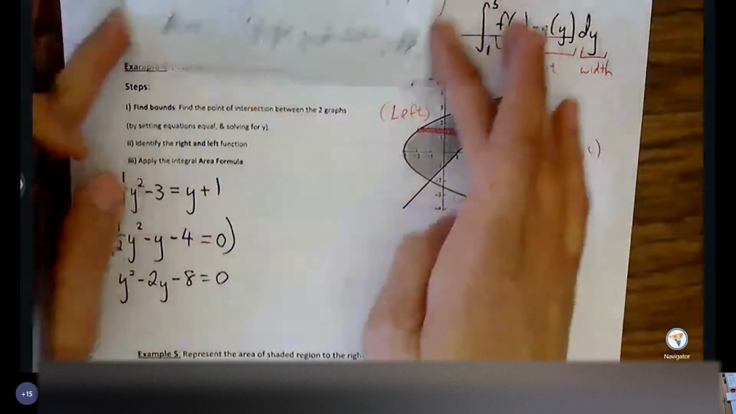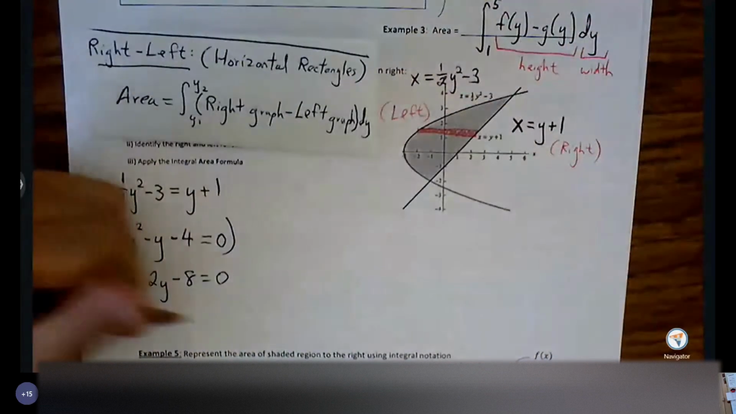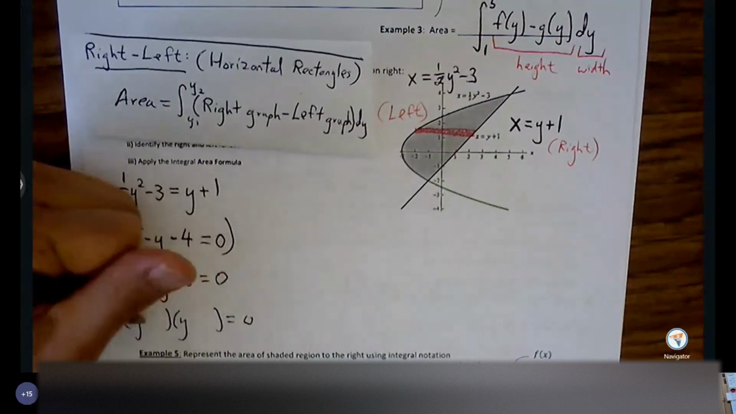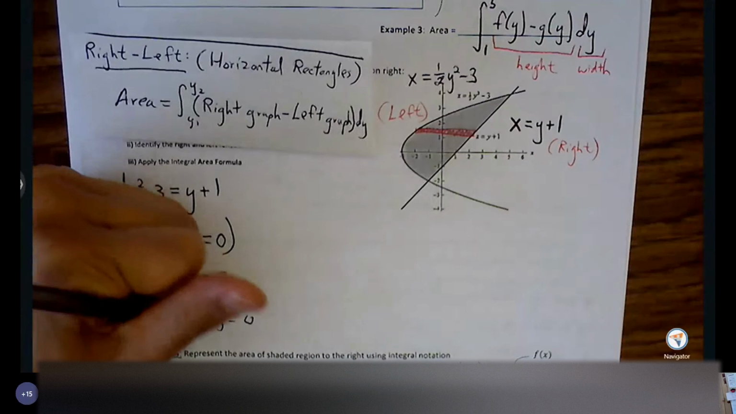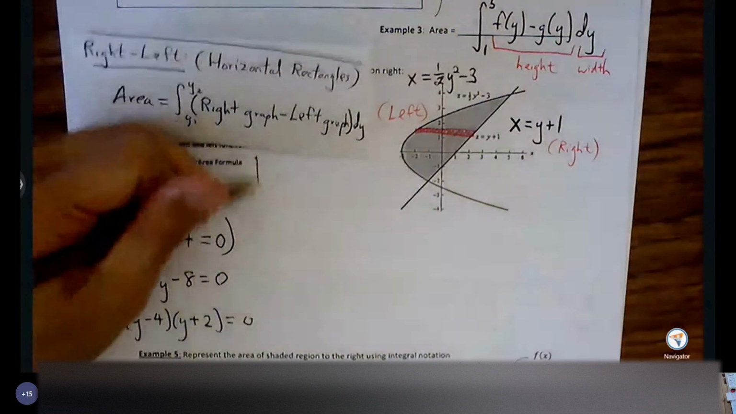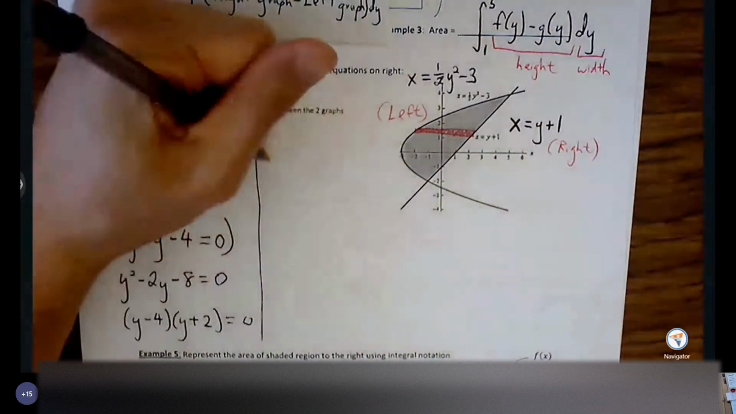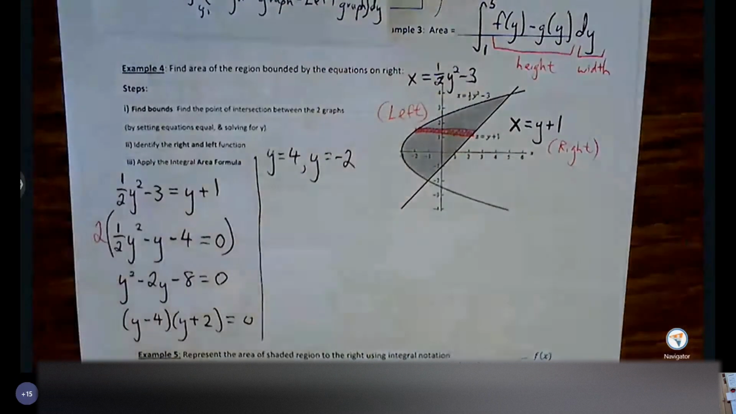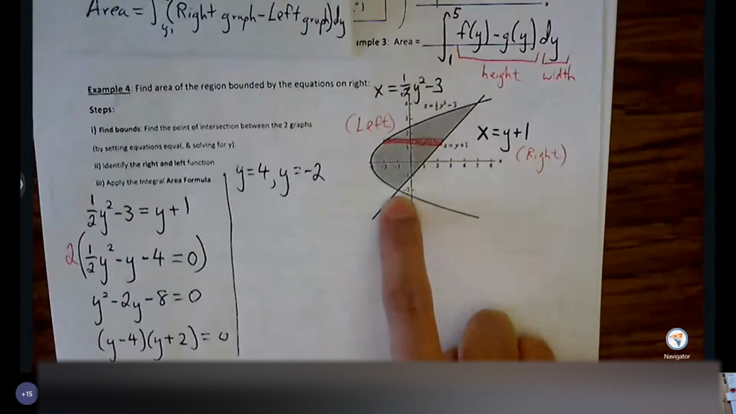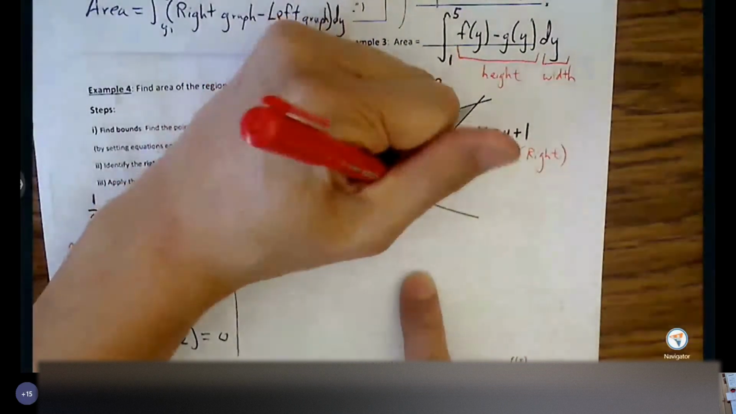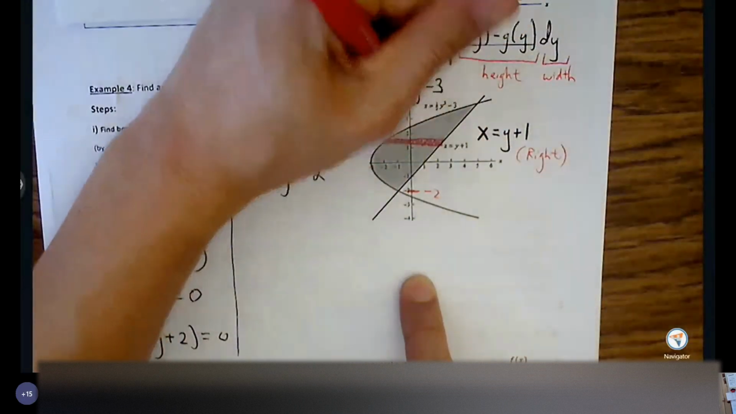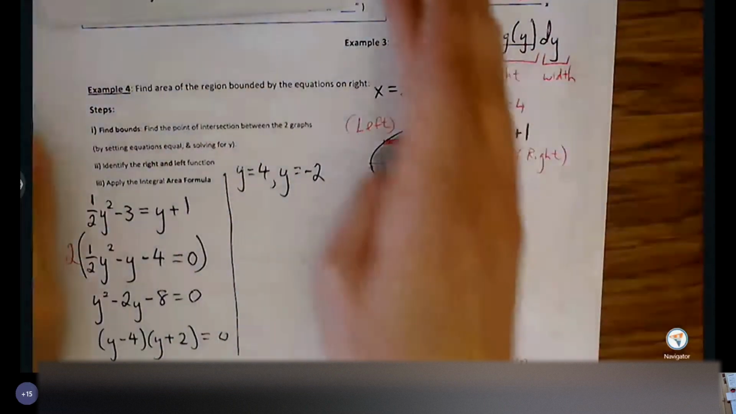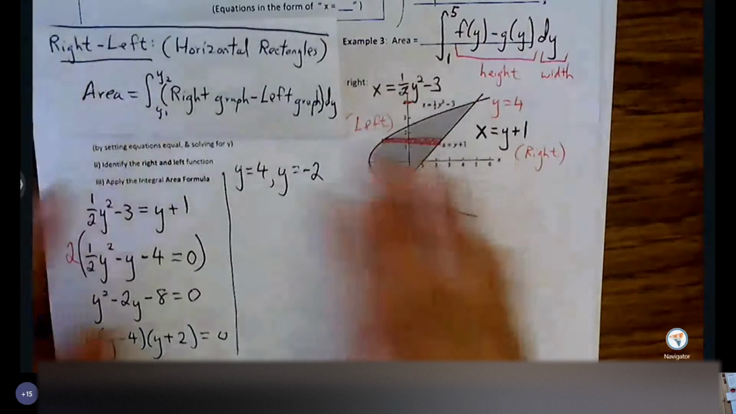Okay, it factors nicely. Multiplies to be -8, adds up to be -2. -4 and +2. Okay, we solve for y. We get y equals 4 and y equals -2. And you can tell by looking at the graph that makes sense, right? We see our lowest y value being -2. We see our highest y value being 4. Okay, so now I think we're ready to insert everything into our formula.